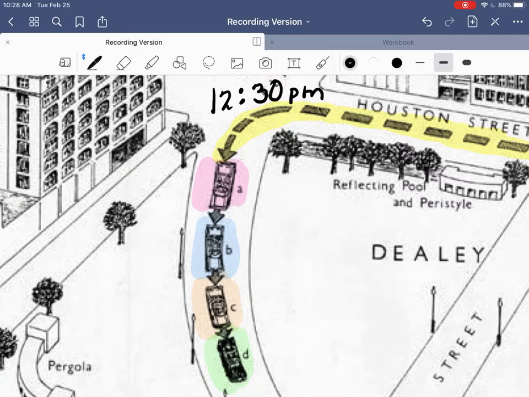I'm going to start with B, this blue car. At this point, Kennedy reacts to a gunshot. So when the car is at B, John F. Kennedy, I'm using his initials there, reacts to a gunshot. So at this point in the motorcade, the president knows something's wrong. He's hit by a bullet at this point.